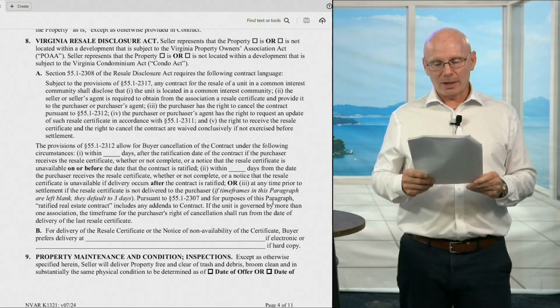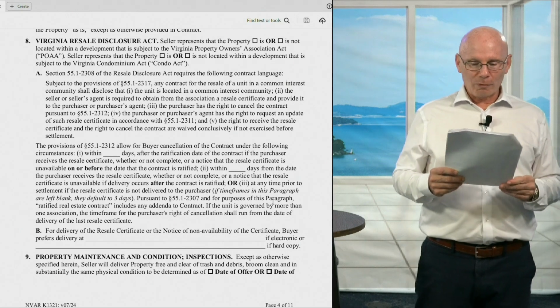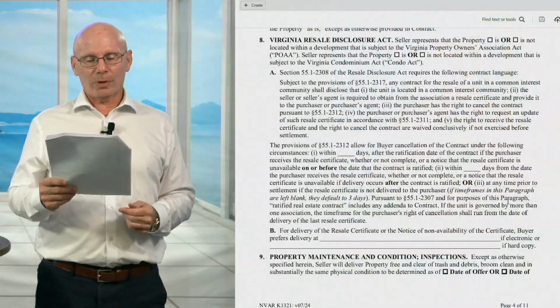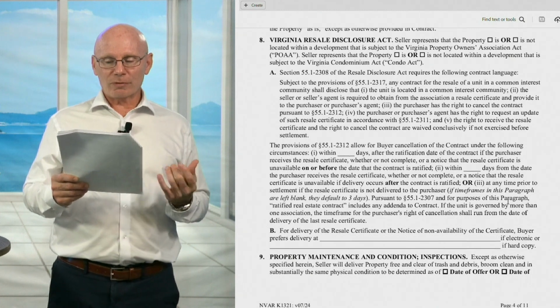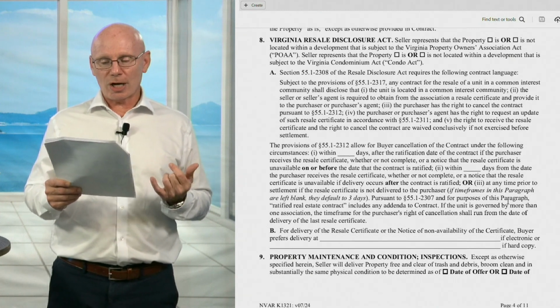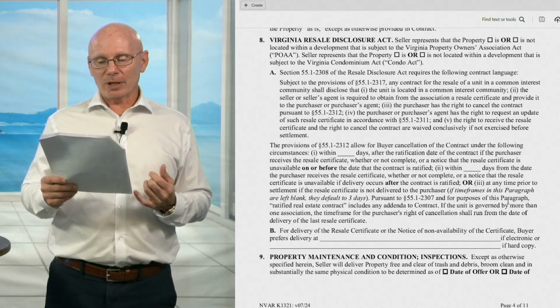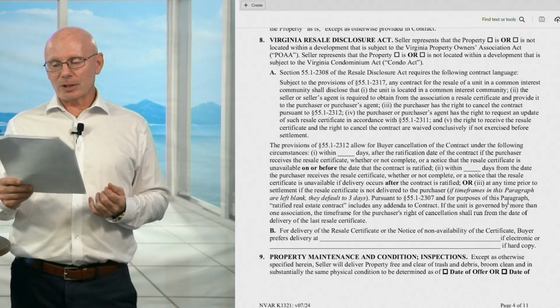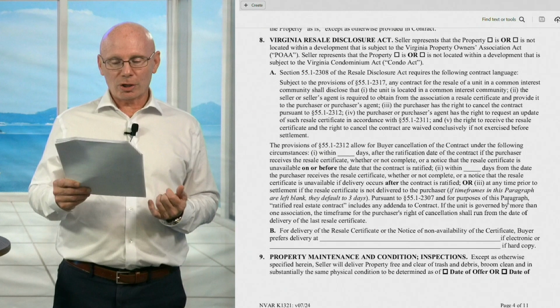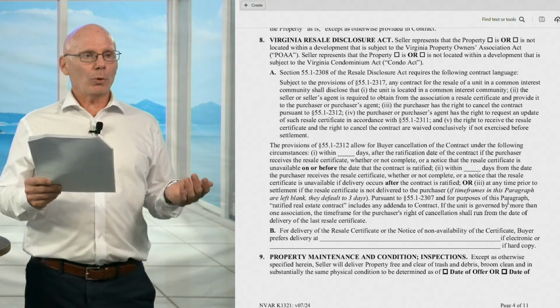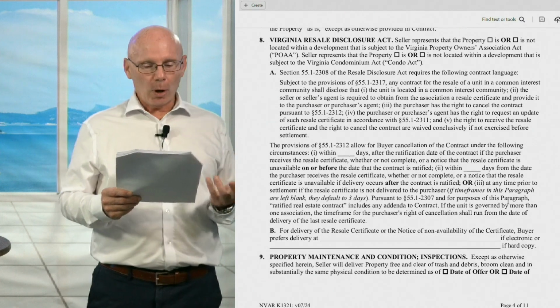All right, paragraph 8 is your Virginia Resale Disclosure Act. Here it's changed a little bit from past years. The seller represents that the property is or is not located within a development that is subject to the Virginia Property Owners Association Act. Seller represents that the property is or is not within a development that is subject to the Virginia Condominium Act. So they incorporated both into one, so you have one for both now.